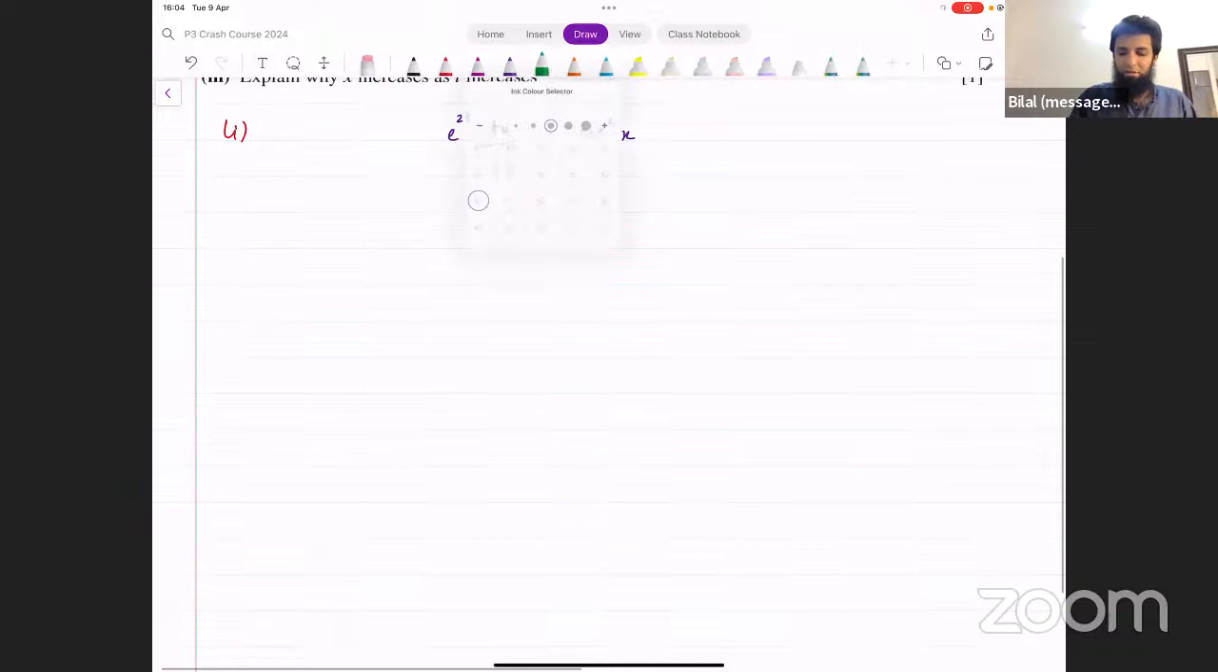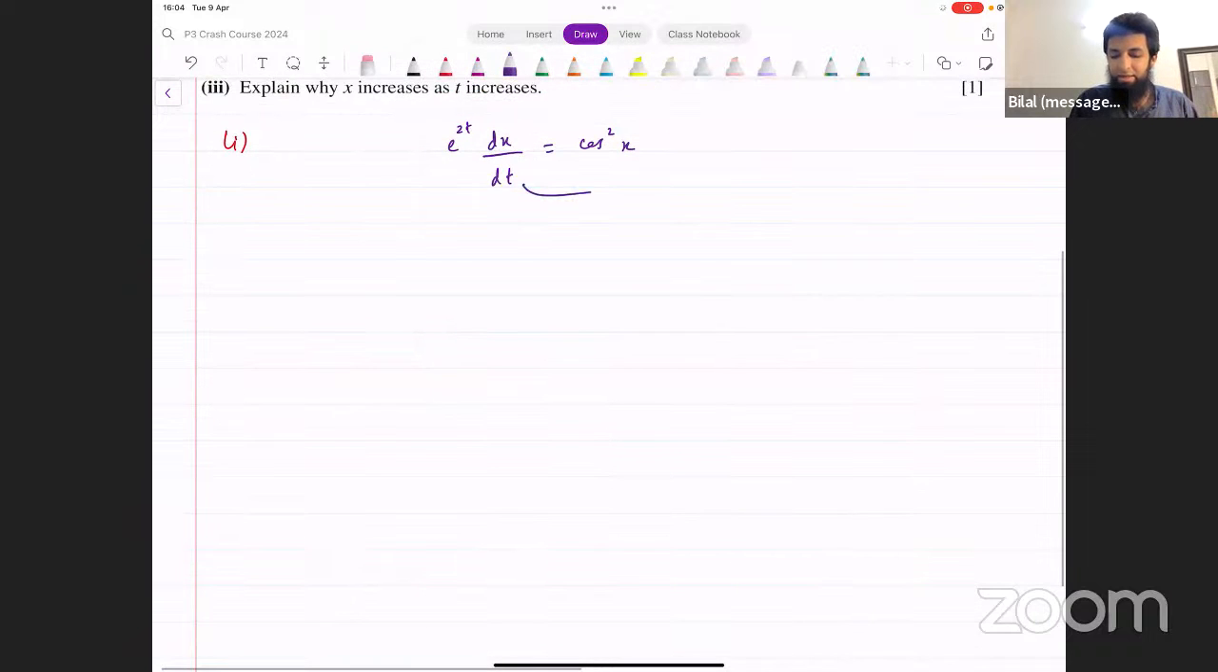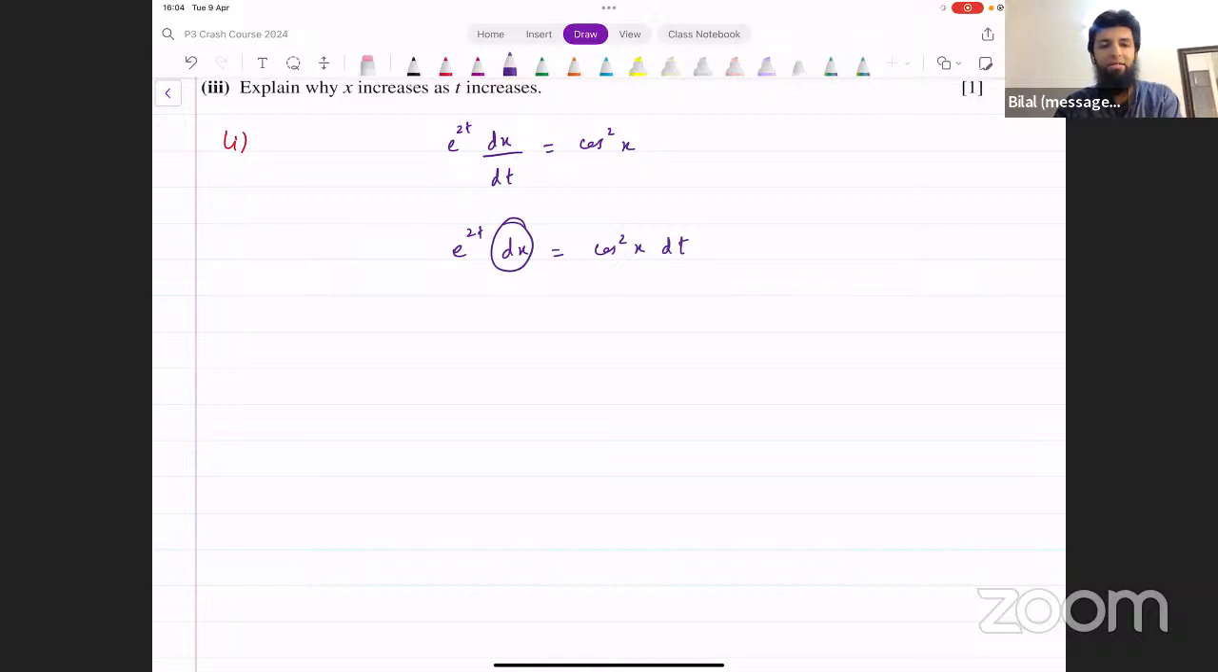So how do we do that? We first take dt to the other side, so that it becomes e raised to power 2t into dx. And on the other side, you have cos square x into dt. Now, whichever side has dx, we want x terms on that side. And whichever side has dt, we want t terms on that side. So cos square x will need to come to the left, and e power 2t will need to go to the right. Right? That's what needs to happen.